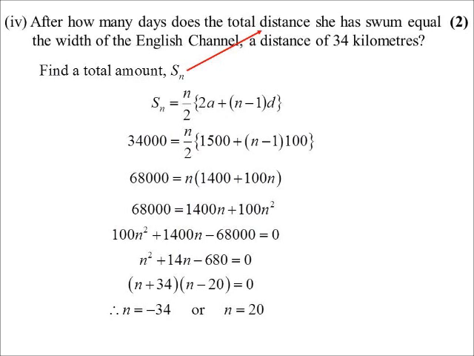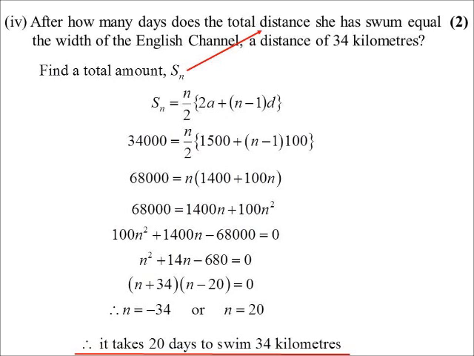But of course, we're answering a practical question here, and only one of these makes logical sense. So which one would be the logical answer? Minus 34, that's right, because that means that we managed to do that 34 days ago, and so we don't have to do it now. We can stop swimming. No, it took 20 days to swim 34 kilometres.